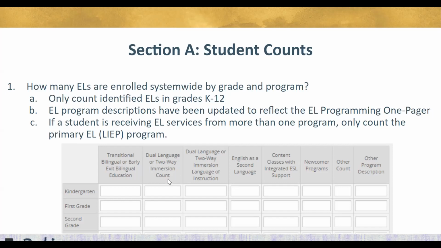You have your dual language or two-way immersion, and for most of our state, those counts are going to be in the lower grades because we don't yet have two-way immersion in our upper grades.